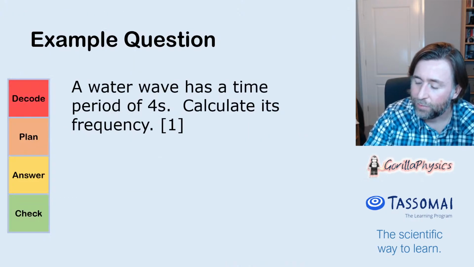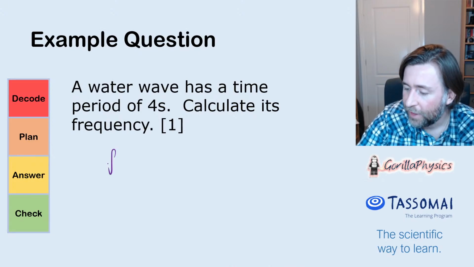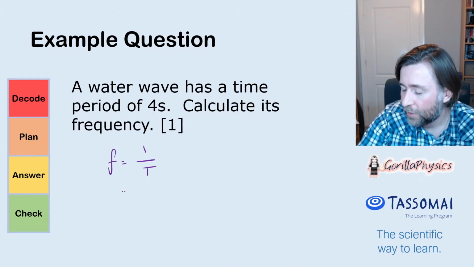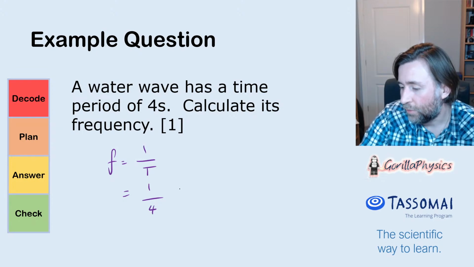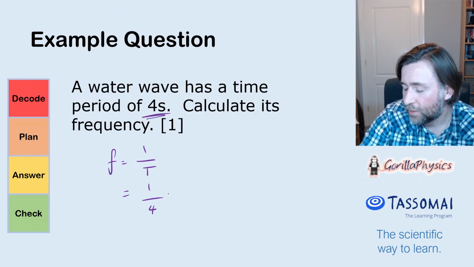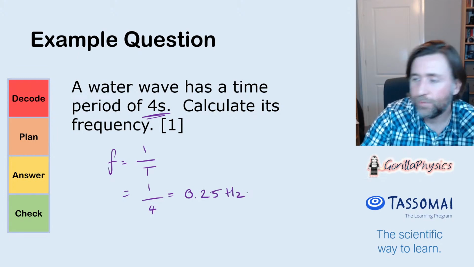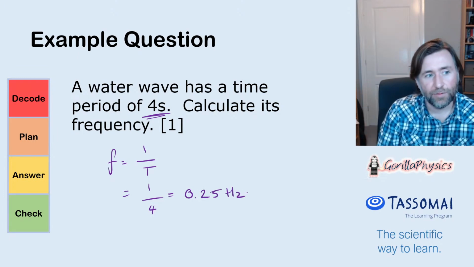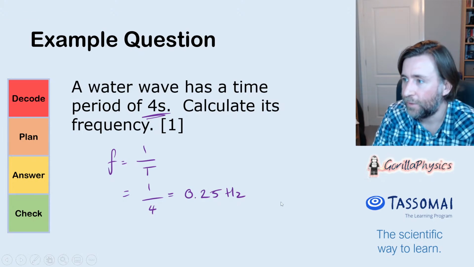A water wave has a time period of 4 seconds, calculate its frequency. f is 1 over T, f is 1 over 4, since the time period is 4 seconds. So the frequency is 0.25, or a quarter hertz. And hertz is the unit of frequency, hertz means per second.